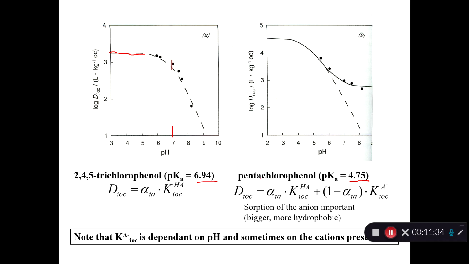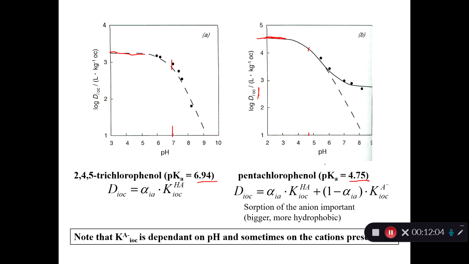But if you do the same kind of calculation for pentachlorophenol, the pKa is right around here. And again, you see at very low pH, you get a pretty much constant flat distribution coefficient for organic carbon partitioning, not dissolved organic carbon. Very confusing. We get a pretty constant distribution coefficient here at low pH. And then as we get to higher pHs and some of the compound becomes deprotonated, it becomes negatively charged.